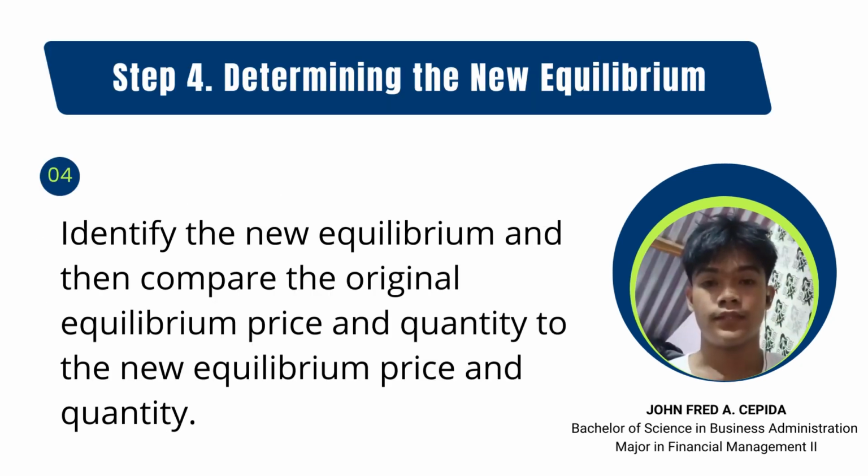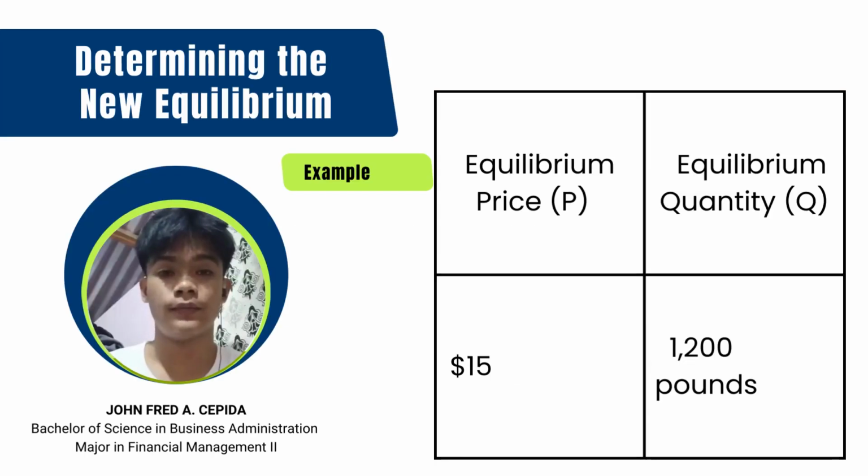The last step is determining the new equilibrium. Step 4: Determining the new equilibrium. Identify the new equilibrium and then compare the original equilibrium price and quantity to the new equilibrium price and quantity. After identifying the shift in supply or demand, the next step is to determine the new equilibrium. The fourth step in good weather for salmon fishing.